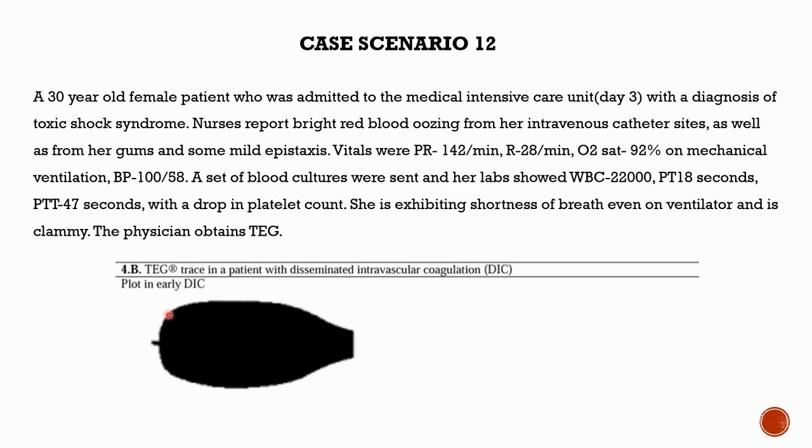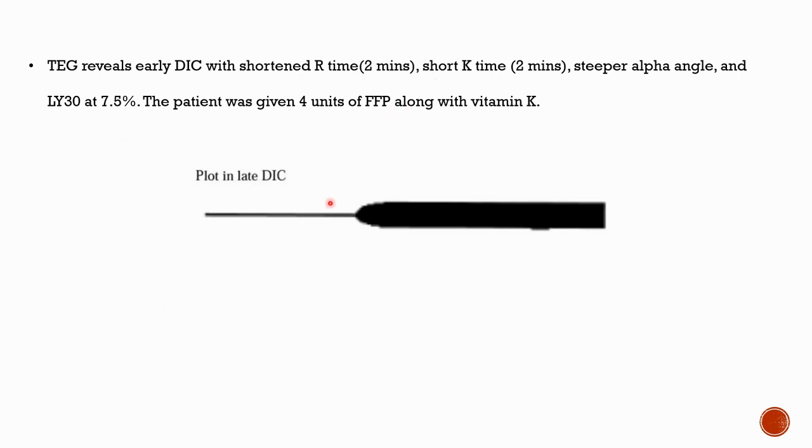In this case scenario, the TEG is showing a patient with DIC. So this is a picture of early DIC. The clinical picture of this patient is suggestive of DIC as there is oozing of blood from IV sites, from her gums, and also there is a drop in her platelet count. This shows a hypercoagulable state, that is a short R time, a short K time, the angle is increased and the MA is also increased with secondary fibrinolysis. So it was showing a case of early DIC.